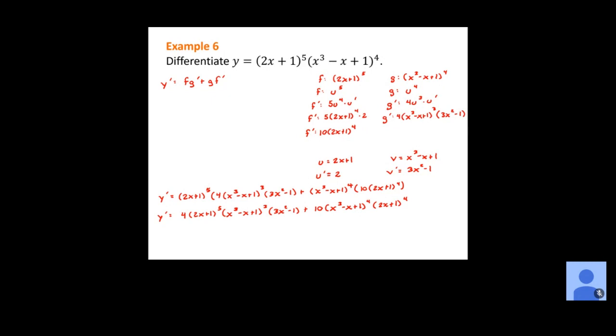And again, if for some reason you needed to set this equal to 0 and solve for x or something like that, then you would look for common factors. So there's like a 2x plus 1 here and a 2x plus 1 here. So you could bring out (2x plus 1) to the fourth. We also have the x cubed minus x plus 1 in common here. There's 3 of those, so you could bring out 3 of those and then just keep whatever's left over in parentheses there. But again, for my purposes here, that derivative is perfectly fine. It's only if you needed to solve for something that you would want to do the factors here.